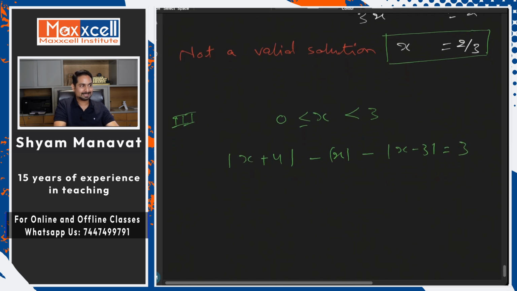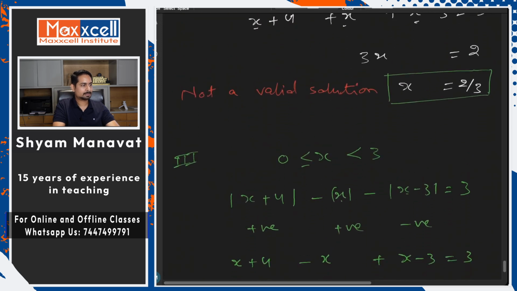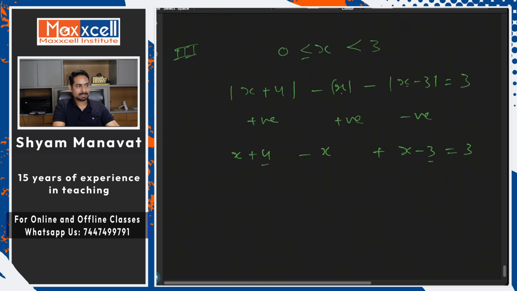So here in this range, if you take any value, let's say 1, this is positive. Substitute 1 here, this will be positive. Substitute 1 here, this will be negative. So when you take off the modulus sign, x plus 4 will be as it is. This will be minus x. This will be minus plus x minus 3 as it is equal to 3. Right?